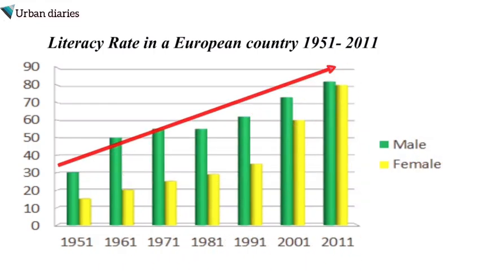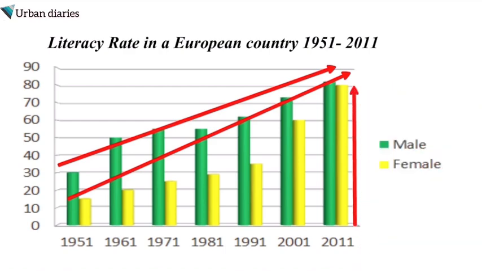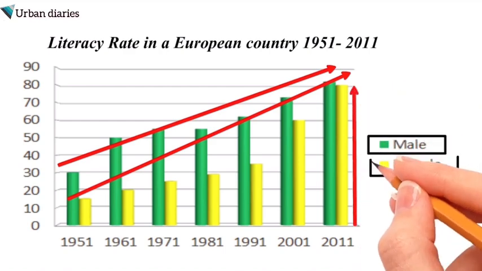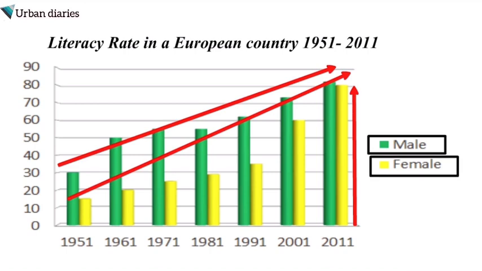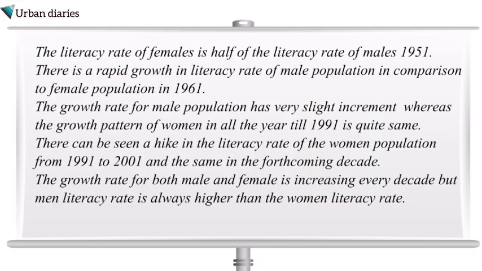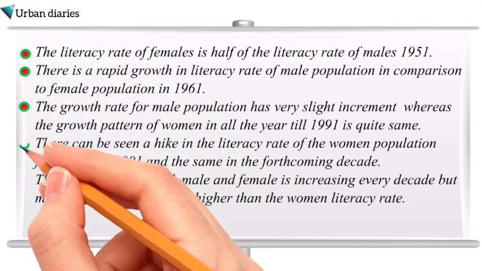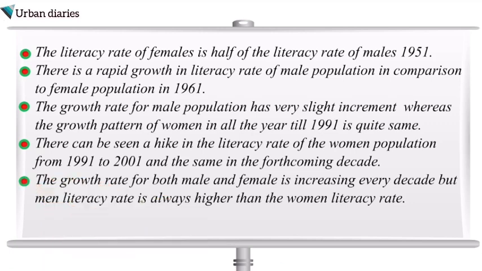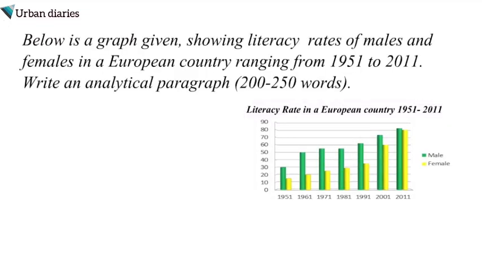Also, one point is clear here that the growth rate for both male and female is increasing every decade. But this is also the fact that the male literacy rate is always higher than the female literacy rate. So these were the points which I could make out after observing this graph. I hope you also must have noticed these points in the graph. And now these points will act as the information for our analytical paragraph. So let's start writing now.